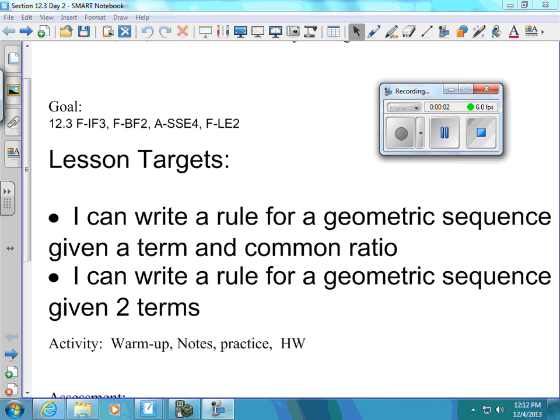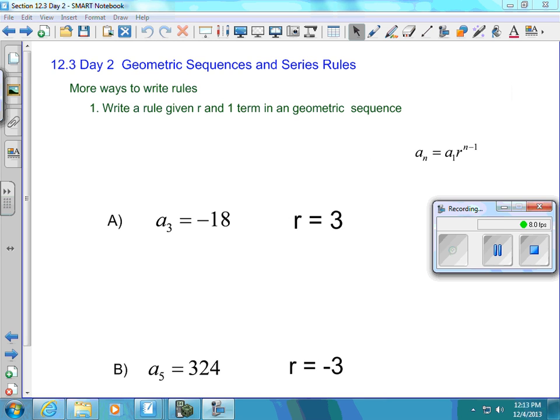Okay, we're going to put a wrap or a bow on this little mini unit in chapter 12. I'll finish up section 3 here and the unit all together. Our targets for today are to be able to write a rule for a geometric sequence given a term and a common ratio, and then write a rule for a geometric sequence just given two terms. We did this for arithmetic. We're going to see how to do it today for a geometric sequence.